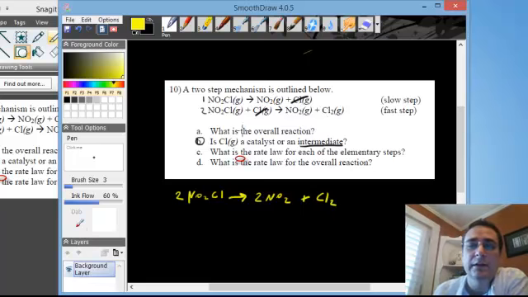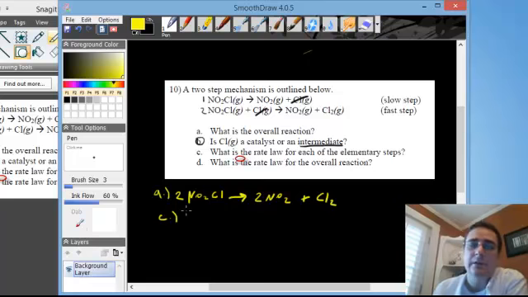The chlorines cancel out here. We're creating one NO2 molecule in the first step and a second one in the second step. And we're creating a chlorine molecule here. So there's our overall equation. There's our answer for A.